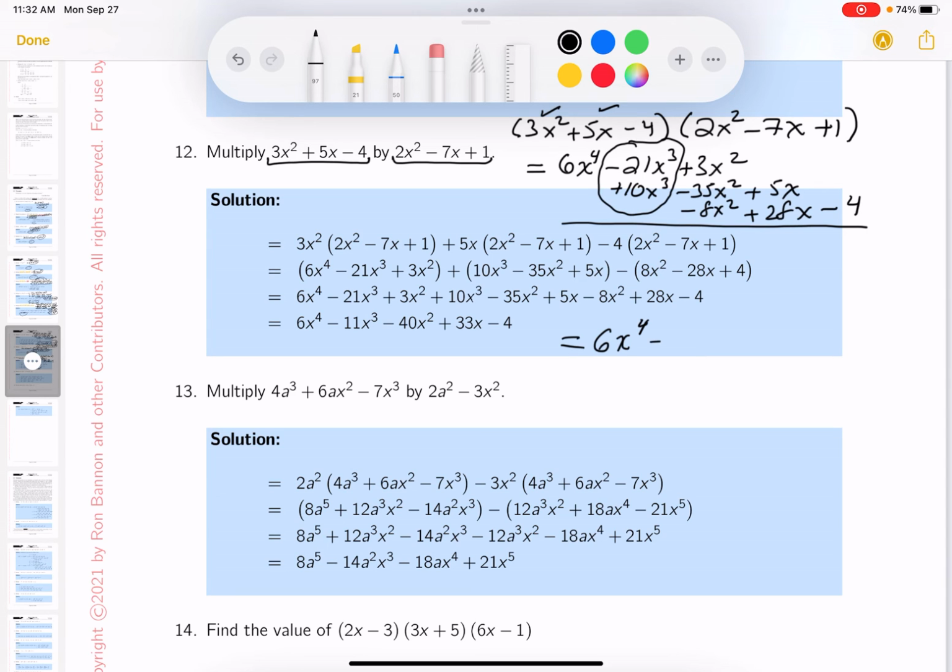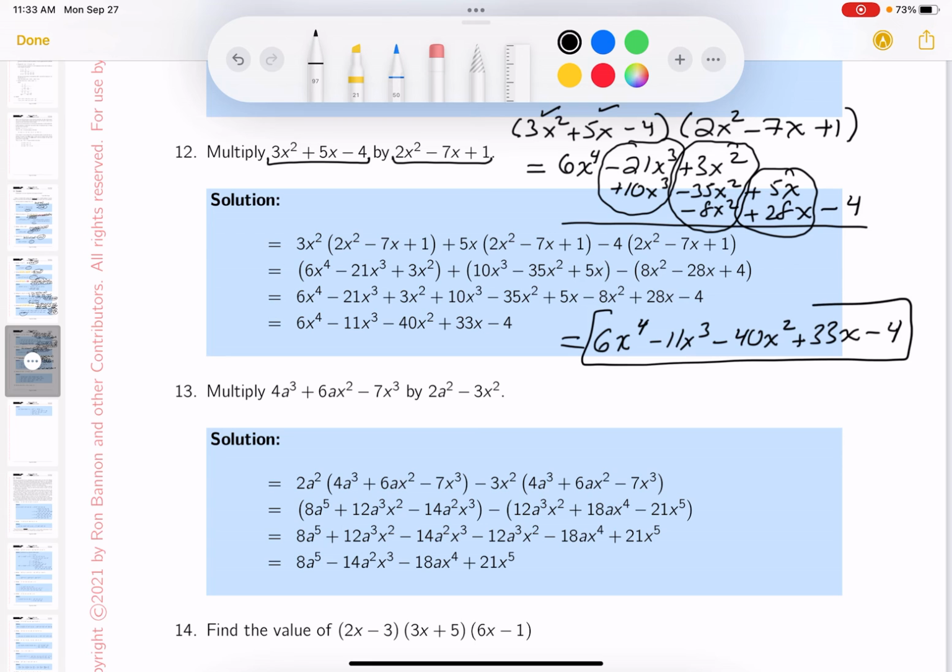That would give you minus 11. I'm going to add the squares together. You may wonder why I'm using the term add. I'm adding their coefficients. And that would give me what? Looks like minus 40, right? We'll look at the key later. And that would give me 33. What's nice about having a key is you have immediate feedback if you're getting it right or wrong. 6x to the fourth minus 11x cubed minus 40x squared plus 33x minus 4.